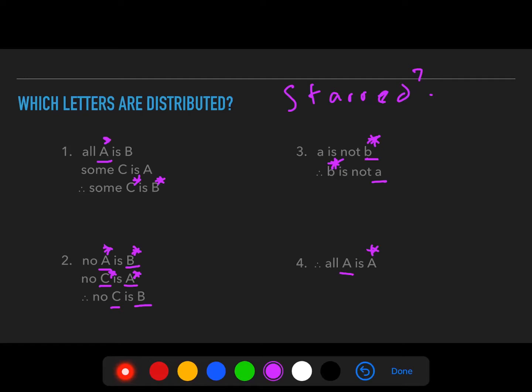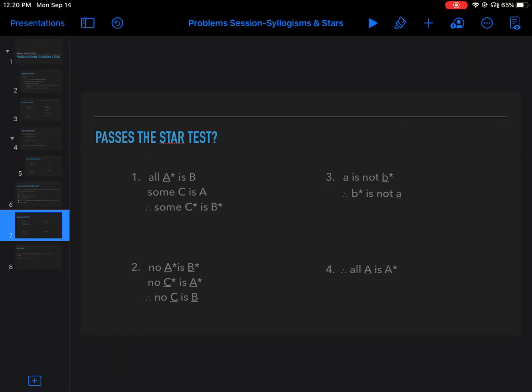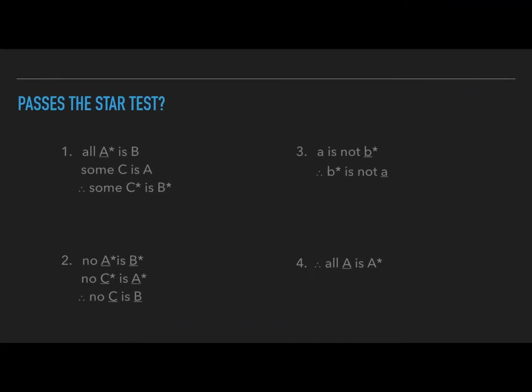So now let's apply the star test. I'm actually going to shift back over now to this slide. This is the same slide I just had up, except it's neater. I have them starred and underlined in a cleaner way. You can see them more easily. So let's just see if it passes the star test.